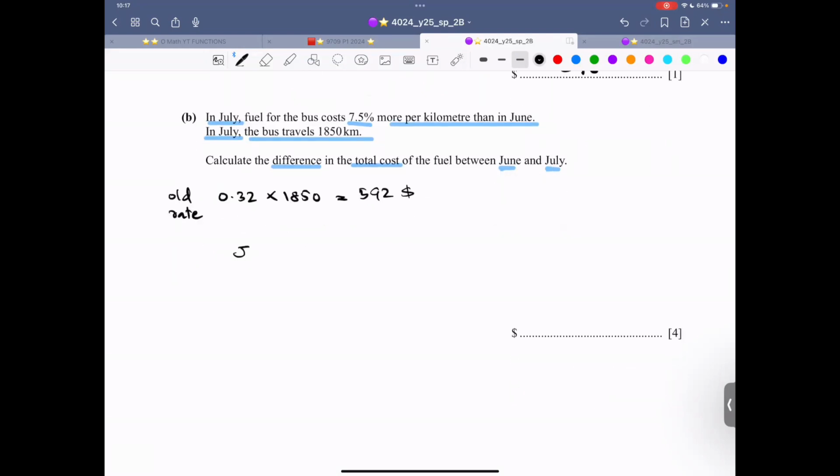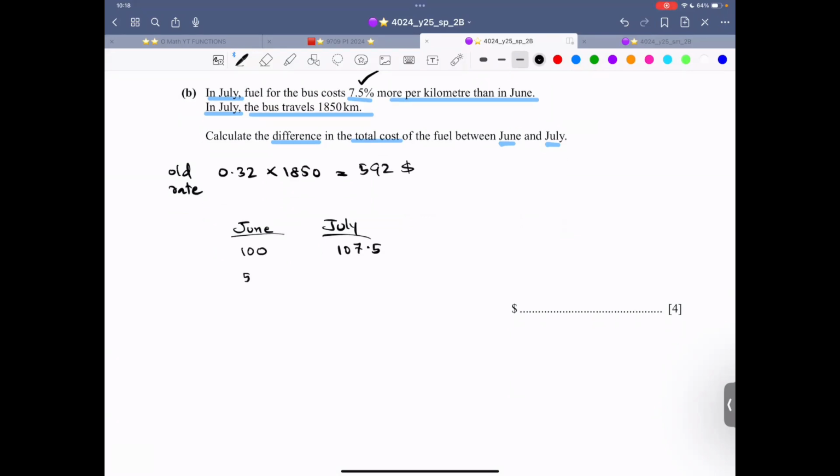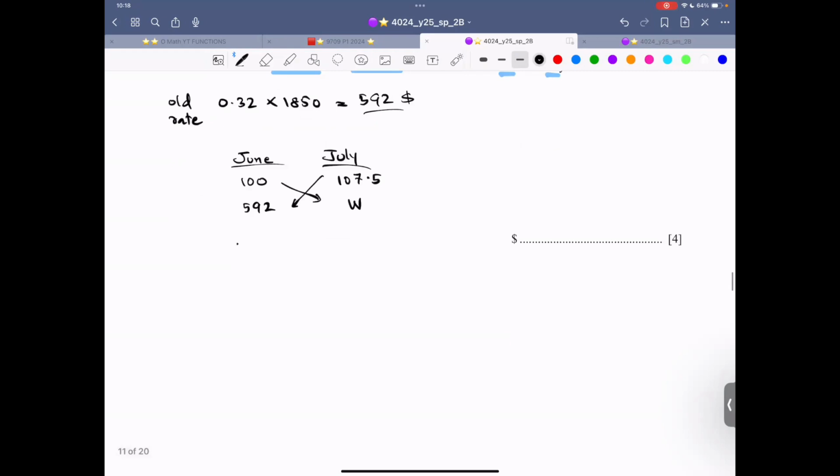Now, June versus July, something that costed $100 is now increased by 7.5, that is 107.5. That means something which is according to June rate, this is according to June rate, 592. So therefore, this rate should be W, cross multiply. W into 100 is 592 into 107.5. Make W the subject. 592 into 107.5 divided by 100, we are getting 636.4. Dollars, that's for July.